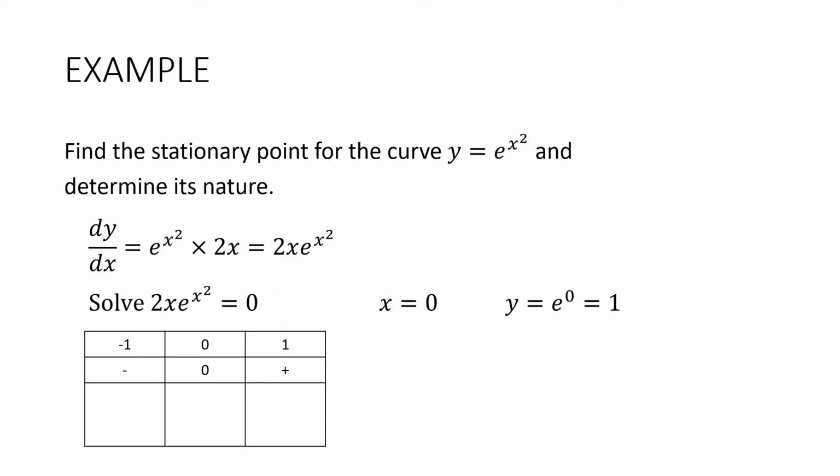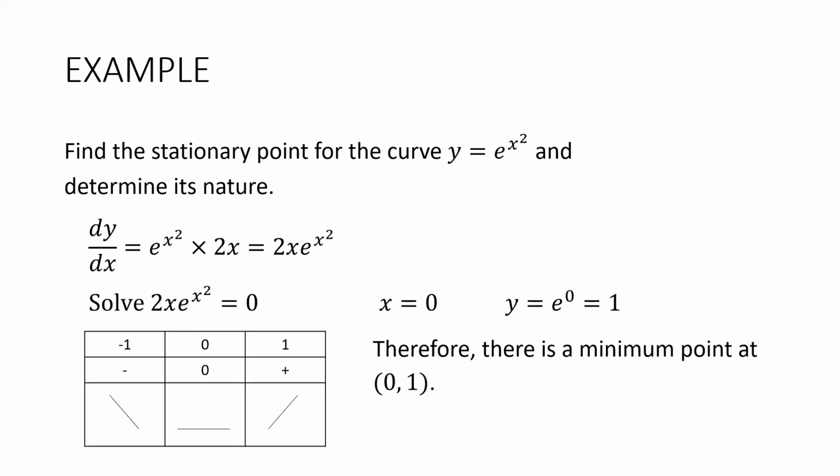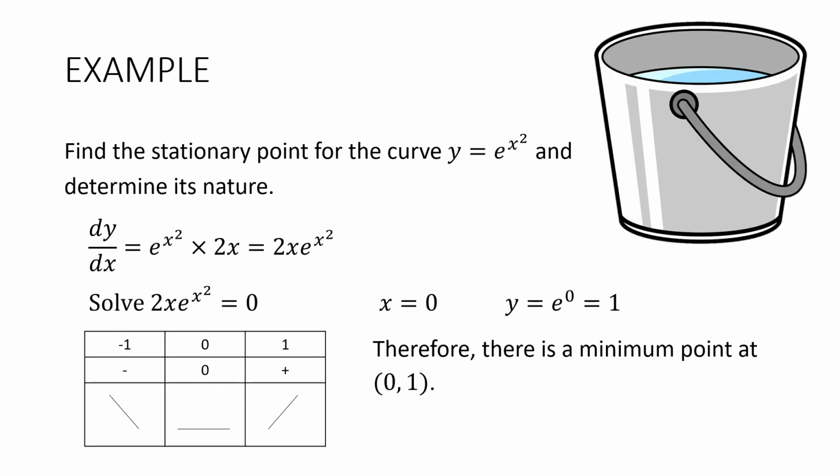All right, let's draw a negative gradient. There's one, a 0 gradient, and a positive gradient, and it is a minimum. Now this is sometimes called the bucket test, just because it looks like a bucket.